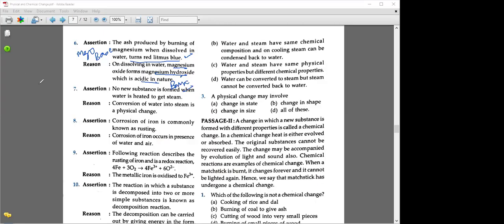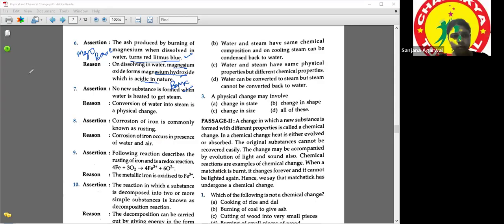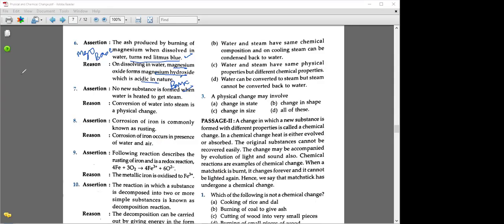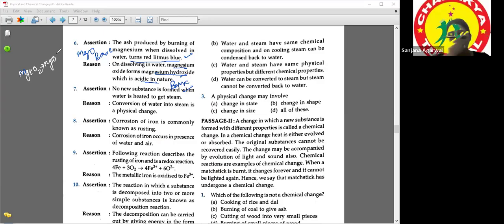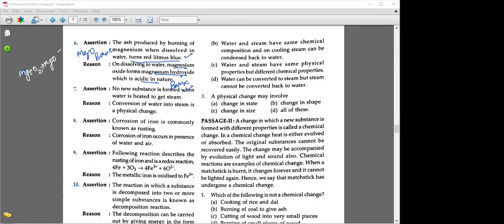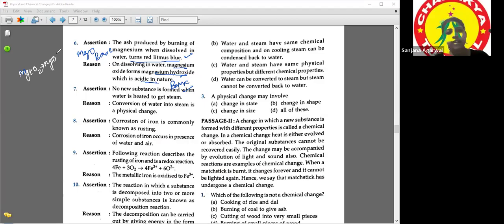Ma'am, like in the assertion, the ash produced by the burning of magnesium is magnesium oxide. But when it is dissolved in water, the red litmus turns blue. Is it correct? Siddhant, could you speak again, please? Can magnesium oxide turn red litmus paper blue? Dear, this is basic in nature. So all the basic things turn red litmus blue, and blue will be blue.